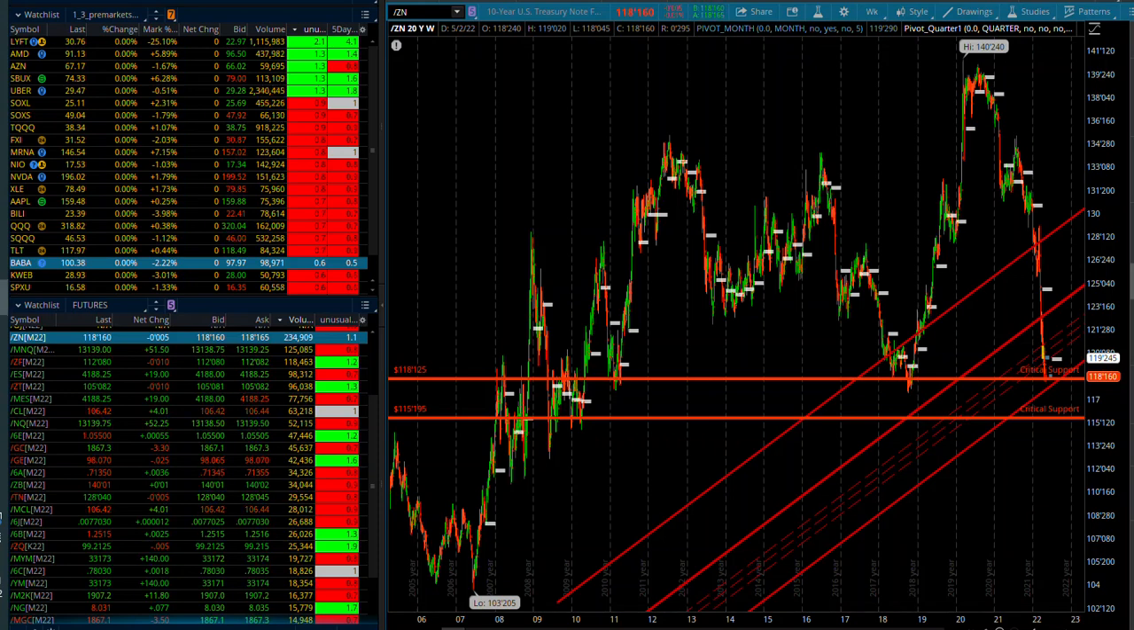I don't typically do these during the week, but with the Fed coming out today, I thought I'd mention it. So basically, I'm looking at the ZNs. These are your 10-year bonds this morning.